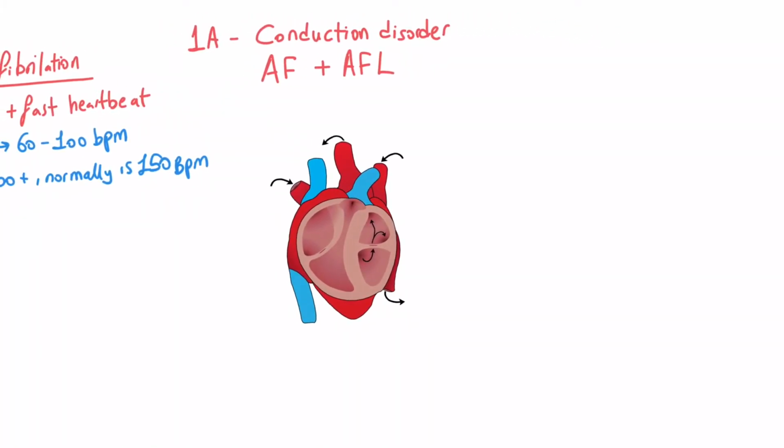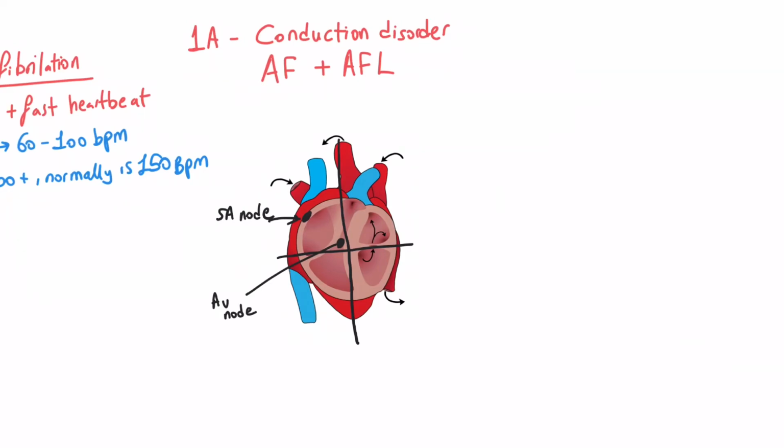So if we divide it into chambers, maybe somewhere along this line, like an X. That's not very good, but it's fine. Somewhere around here we have the SA node, which is where the electrical activity in the heart begins. And we have the AV node.